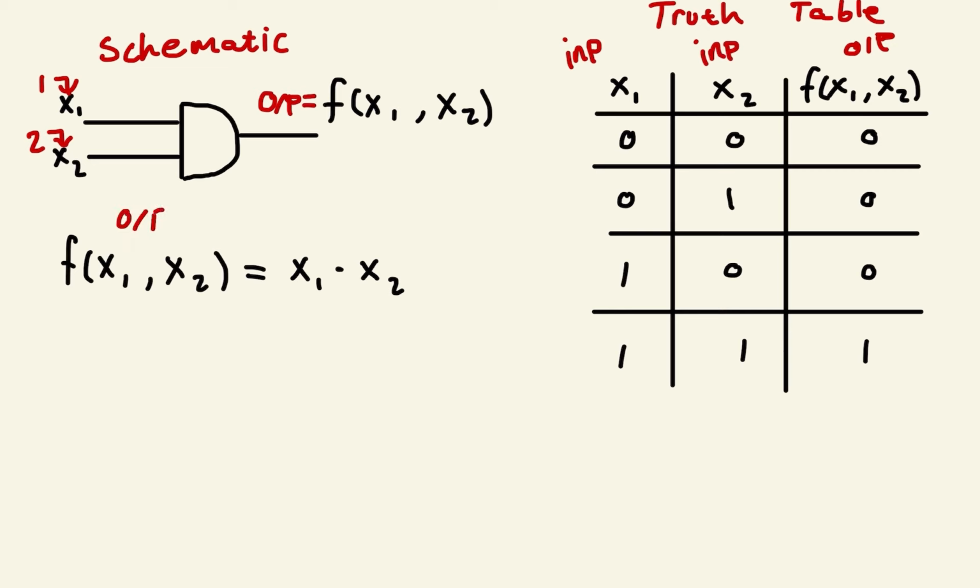Finally, we have our Boolean algebra representation. The Boolean algebra representation of all the logic gates are quite important, as they allow us to show complicated structures like truth tables and schematics in very simple algebraic form.